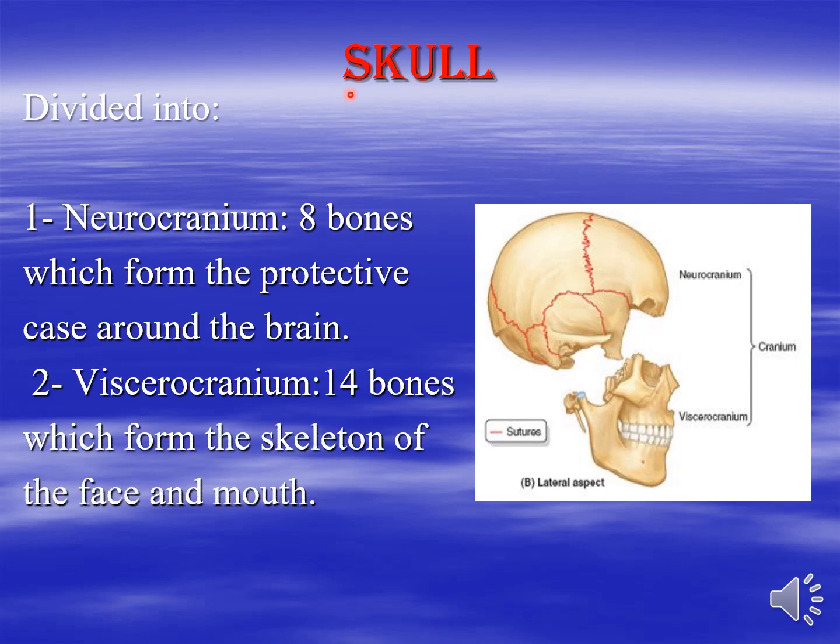Regarding the skull, the skull is divided into two important parts: the neurocranium, which consists of 8 bones, which form the protective part, or what's called the protective case, around the brain. The other part is the viscerocranium, which consists of 14 bones which form the skeleton of the face and the mouth. Of course, this part forms the facial bones and the bones of the mouth.